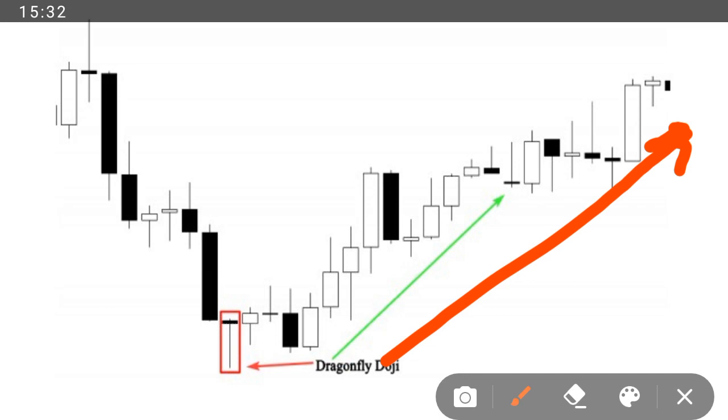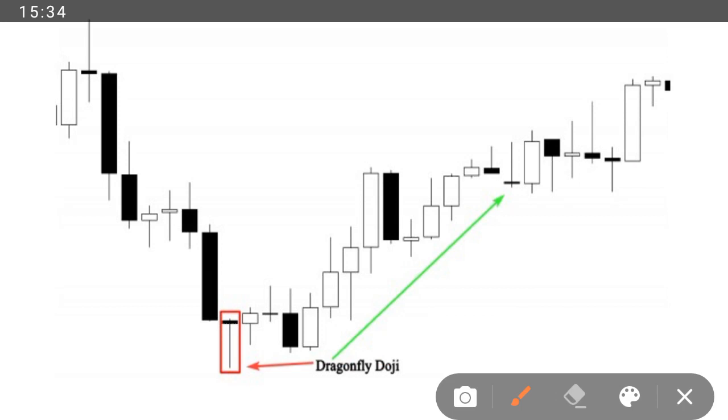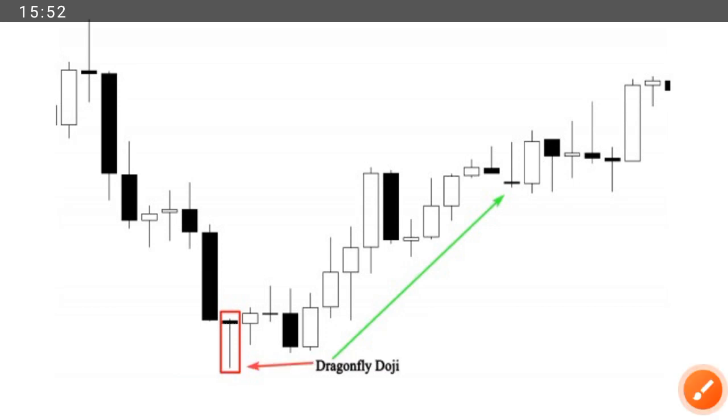And you know it must be in a support level. Must happen on a support level. So for you to take it, if it's not on a support level, just ignore it, because that will be a false signal. So that's a dragonfly. That's how dragonfly can indicate a change in reversal.